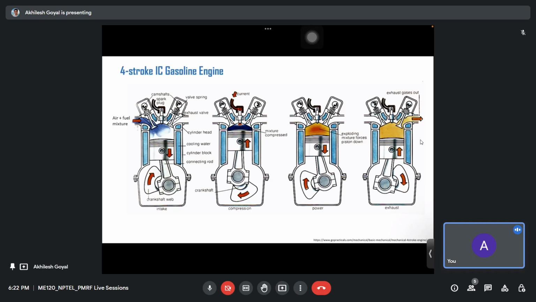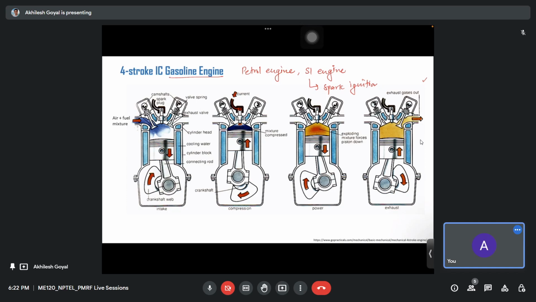So what is a gasoline engine? That is an SI engine, spark ignition engine. So a gasoline engine can also be called a petrol engine or SI engine. Here SI means spark ignition engine. Okay.